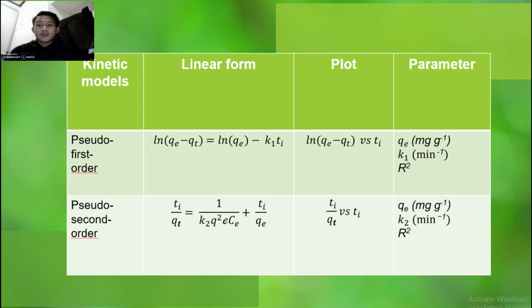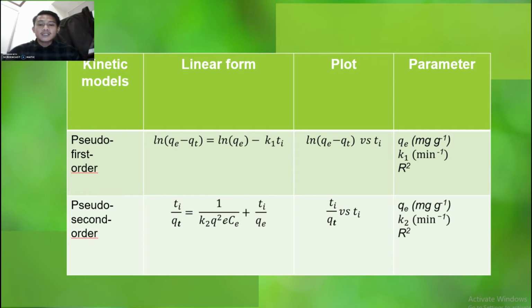So next, I will explain about the pseudo first order and pseudo second order, PFO and PSO. So what is PFO? The pseudo first order kinetic model assumes that the rate of occupation of adsorption site is proportional to the number of occupied sites. For pseudo second order, the kinetic model assumes that the rate of adsorption of solutes is proportional to the available sites on the adsorbent.